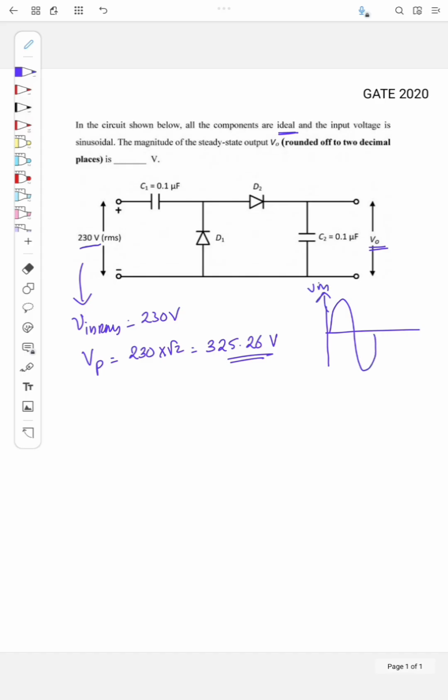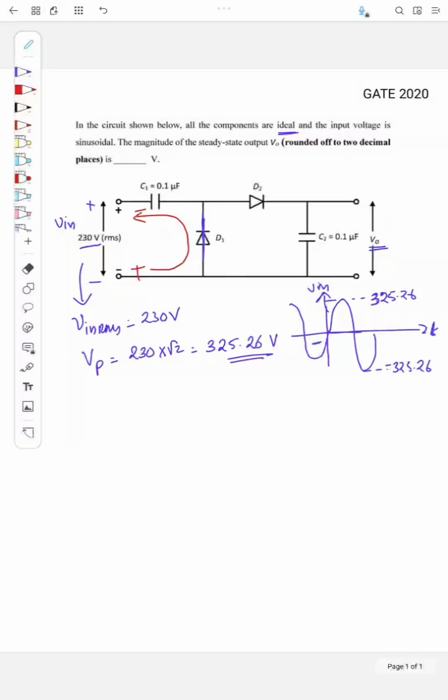So if this is the input signal, I'll call it V in, this peak is 325.26, and the negative peak is minus 325.26. If we carefully see, it's a continuous signal. In the negative half cycle, this diode is on. During the negative cycle, this is plus and this is minus, and there will be a flow of current like this.